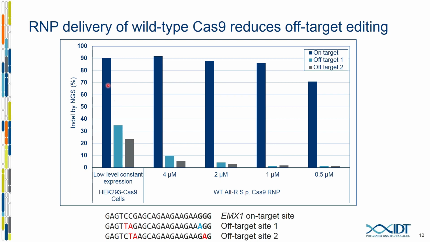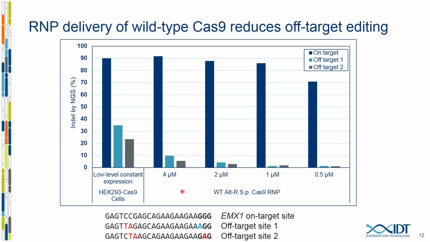So what you're looking at here is, in dark blue, the intended on-target site, indel formation at that site. In light blue is the top known off-target site for this guide, and in gray is the second known off-target site for this guide. And simply switching the delivery mechanism from stable cell line to RNP, you maintain the same level of on-target editing, but even at the highest dose, you dramatically reduce off-target editing.